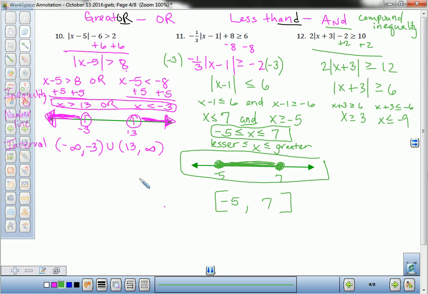I got you started with inequality. Either you decide an or goes in there and you're done, or if it's an and, you write it as a single one, and then do the number line and the interval notation. If you're not sure what you're doing, please ask for help.